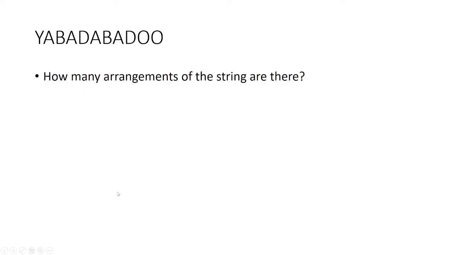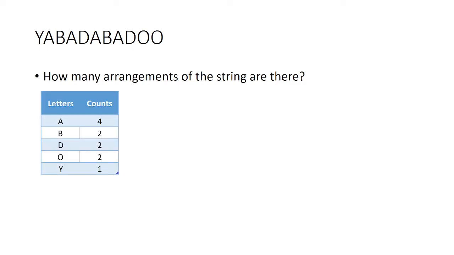Starting with the word YABADABADOO, we want to answer the following questions. First, how many arrangements of the string are there? This is another way of saying how many words can you make from those letters. Well, there's 11 total letters, 4 A's, 2 B's, 2 D's, 2 O's, and 1 Y. So we have 11 factorial over each of the counts factorial. So 4 factorial, 2 factorial, 2 factorial, etc.